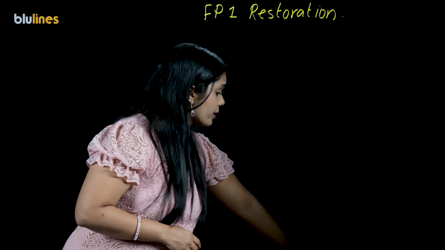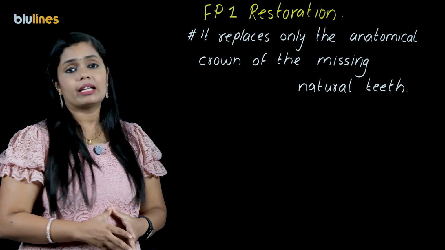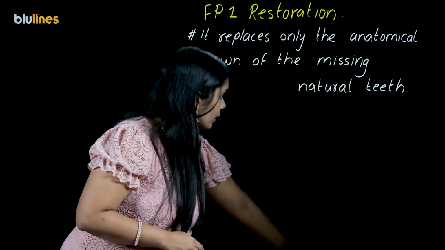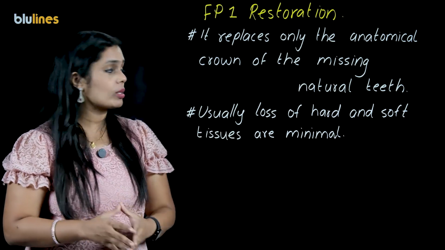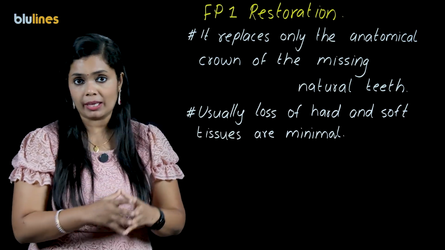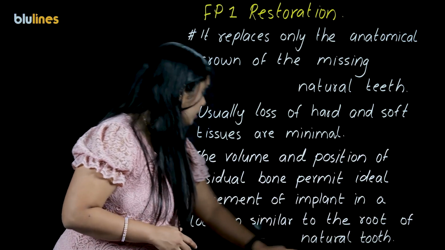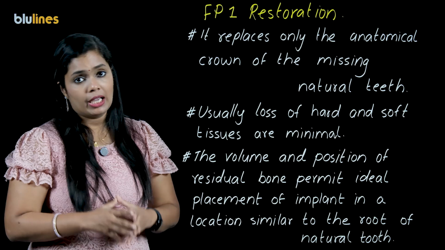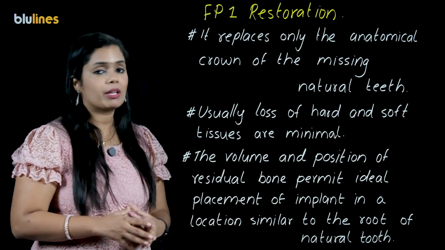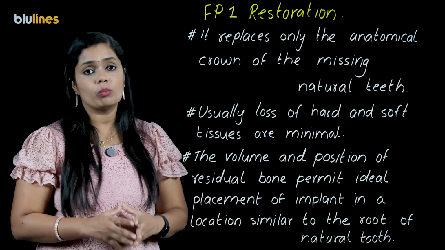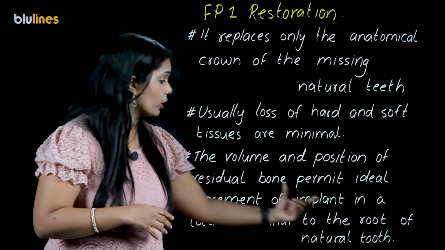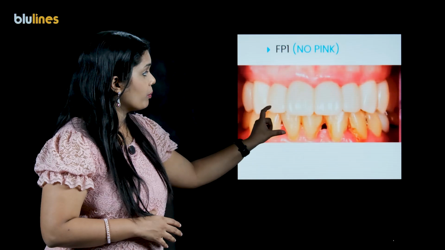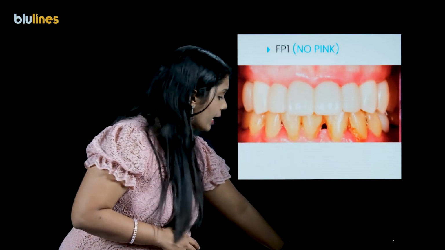Next is FP1 restoration. FP1 replaces only the anatomical portion of the missing natural teeth, and usually the loss of hard and soft tissue is minimal. The volume and the position of the residual bone will permit the ideal placement of the implant in a location similar to the root which was occupied by the natural teeth. This is the FP1 which is replacing only the natural tooth.